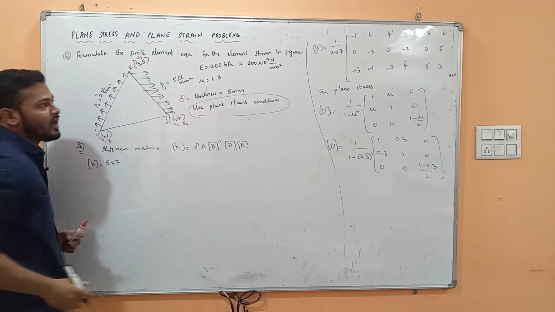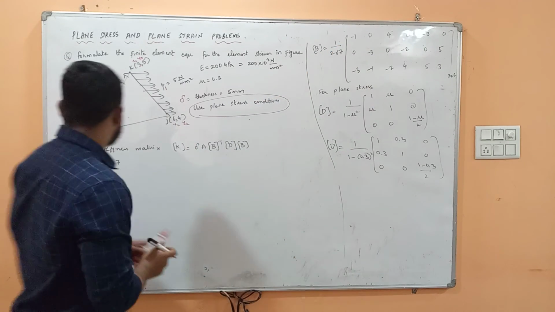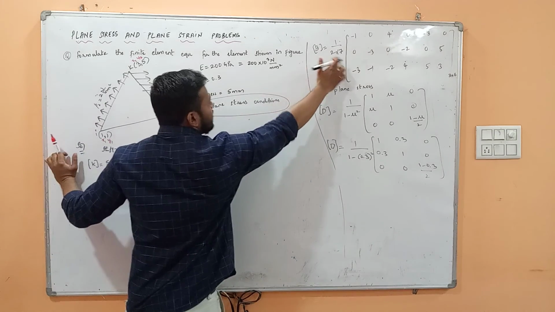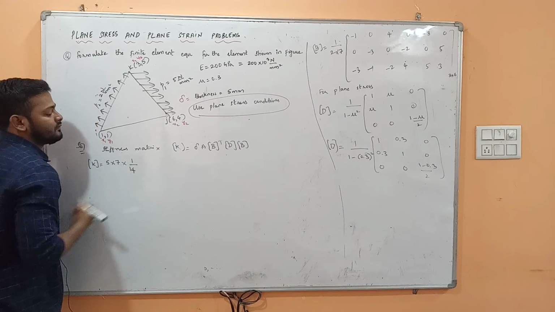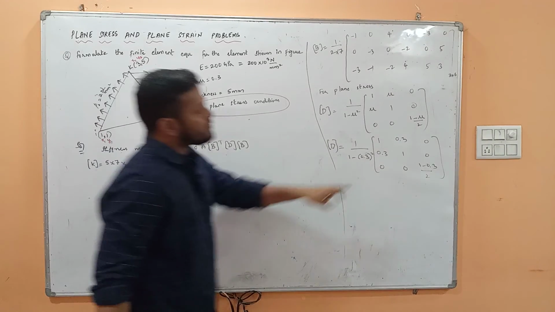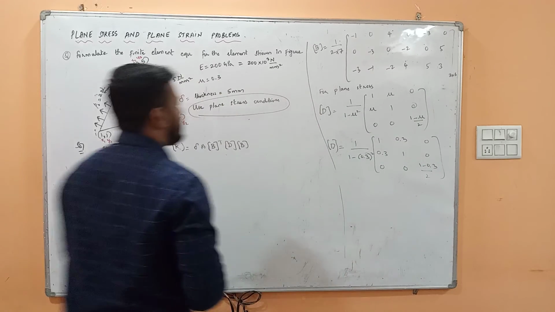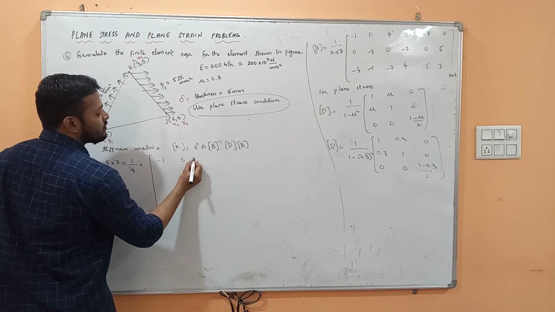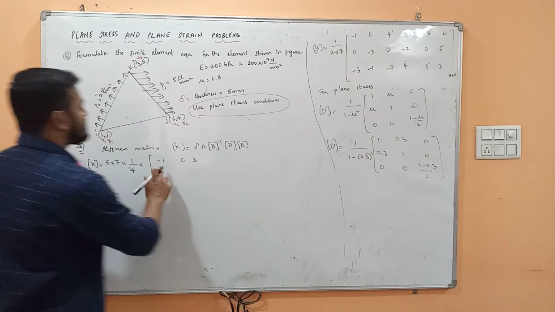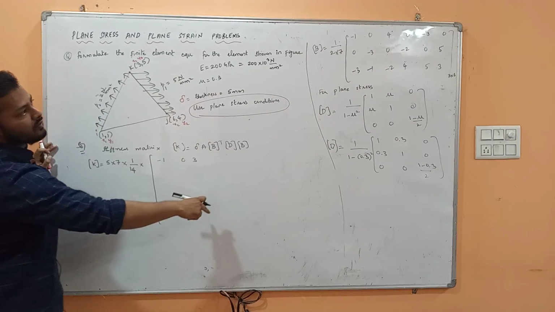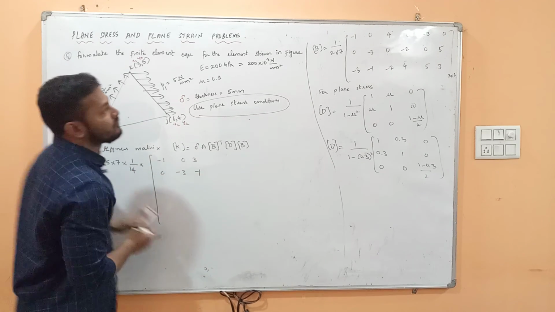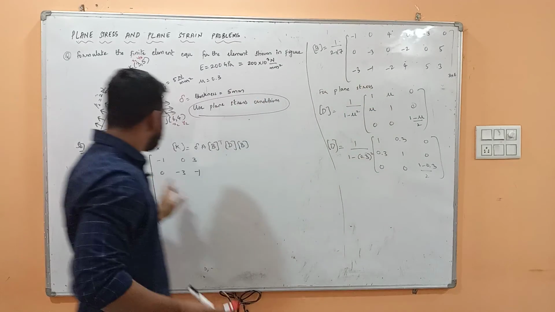So when you have transpose, you have to interchange rows and columns. So B transpose will be 1 by 14, because 2 sevens are 14. 1 by 14 into, just interchange the rows and columns. So this will become a 6 by 3 matrix. Okay. So minus 1, 0, 3. Transpose means the first column will become the first row. Second column will become the second row. So 0, minus 3, minus 1.